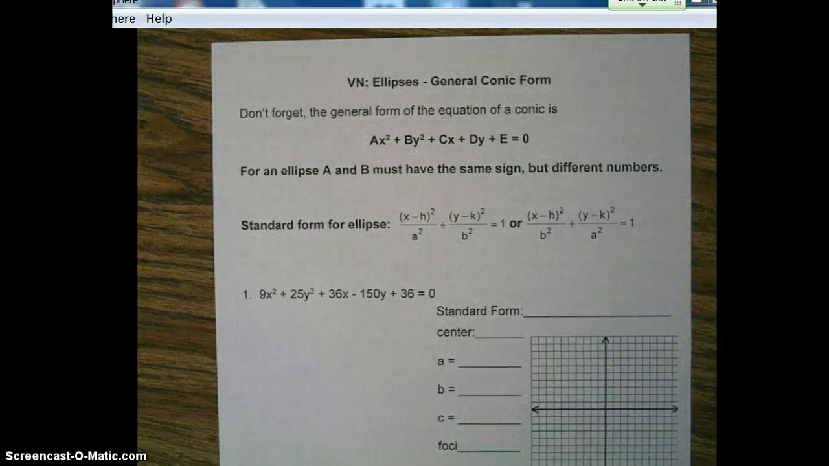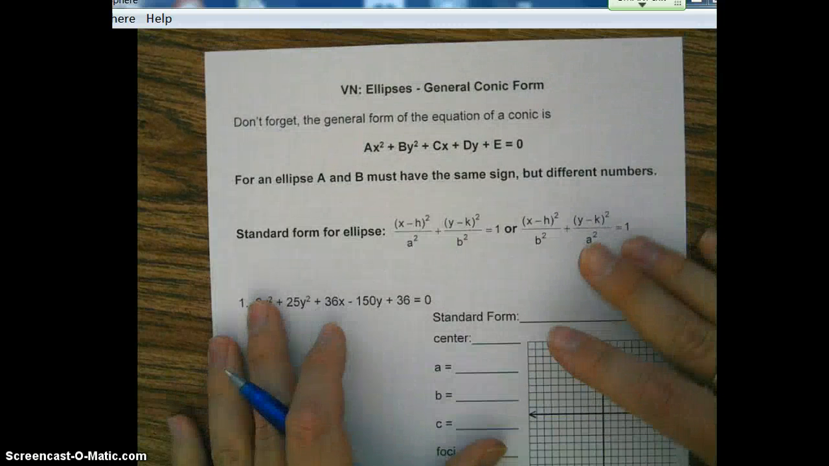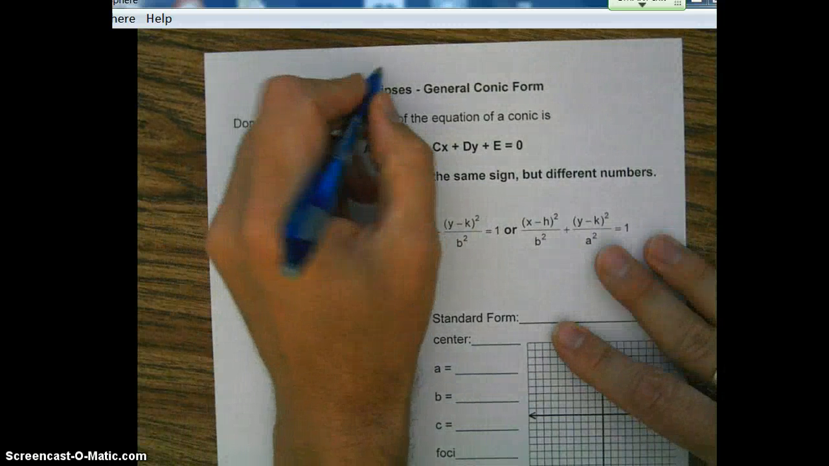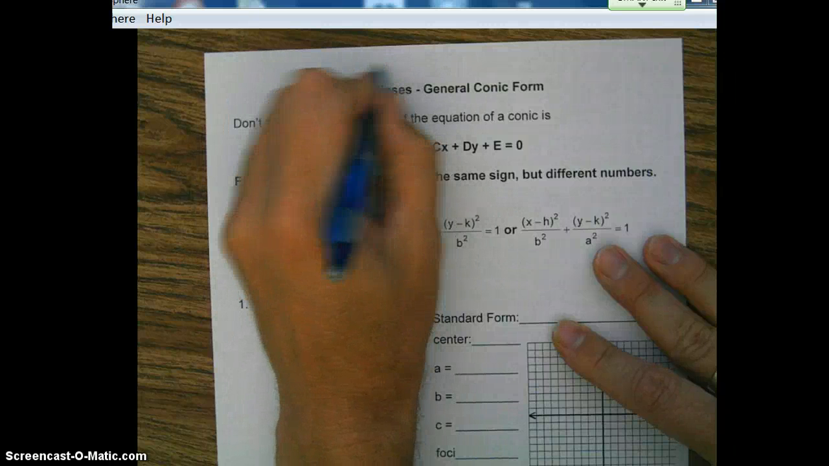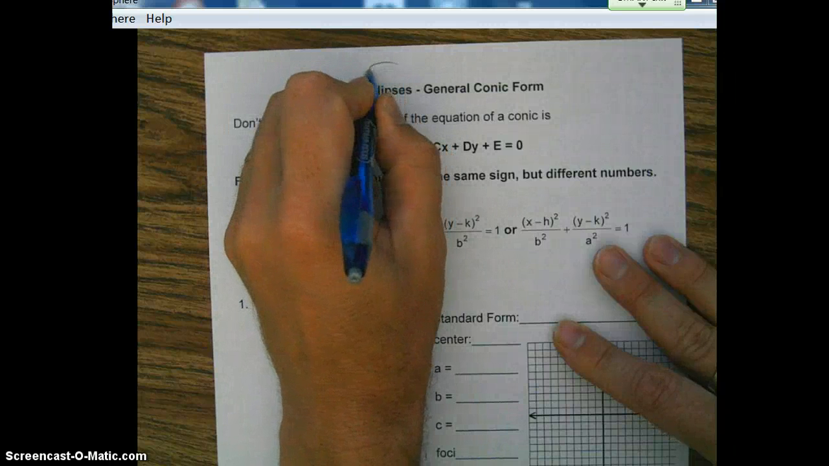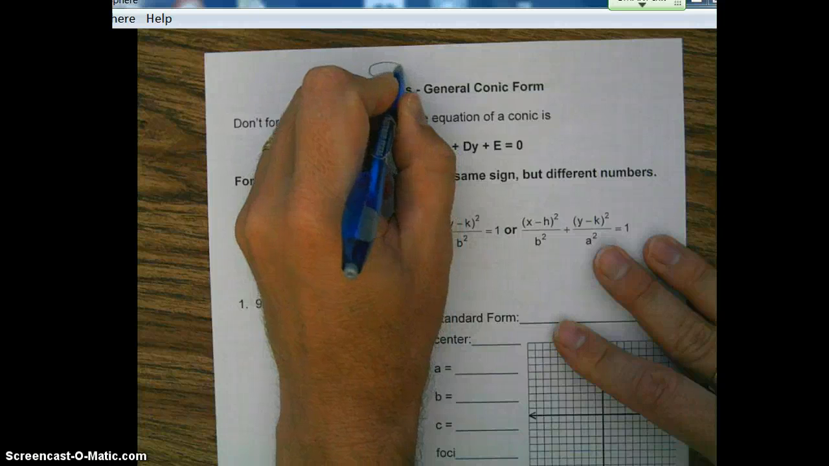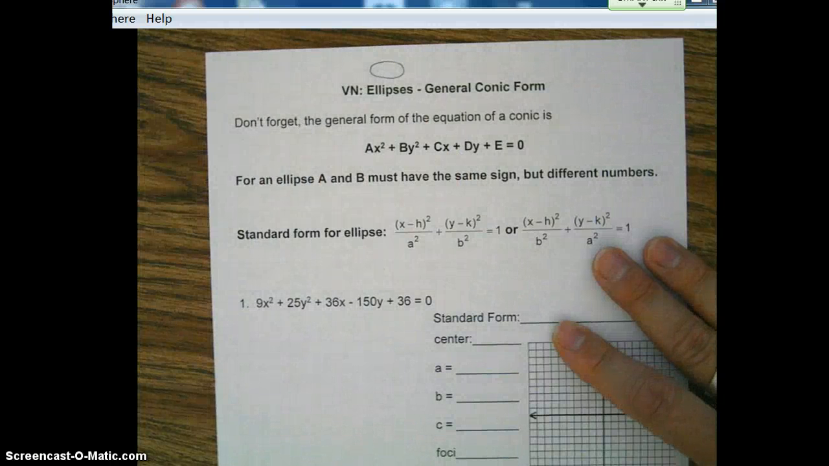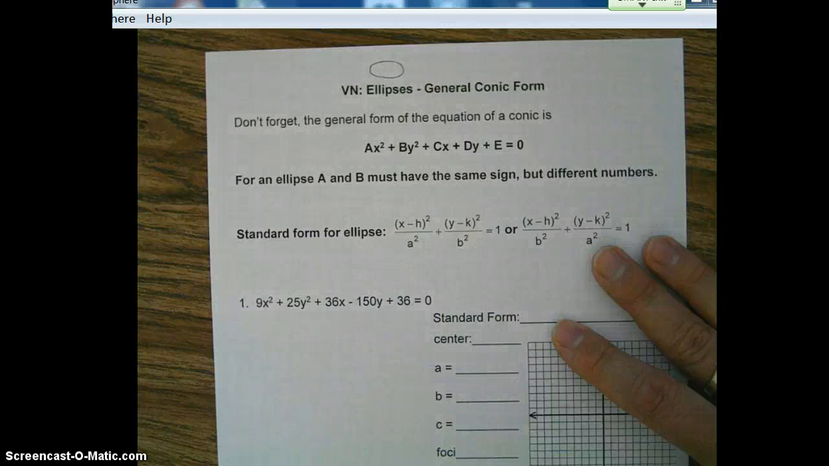Ellipses, and we're not talking about a solar eclipse, we're talking about an ellipse. An ellipse is similar to a circle, except it's a little bit elongated. Most planets revolve around the sun in an elliptical pattern, very close to a circle, but not quite.